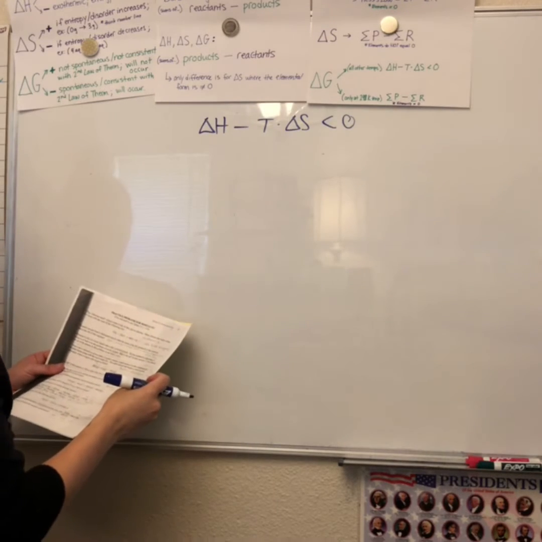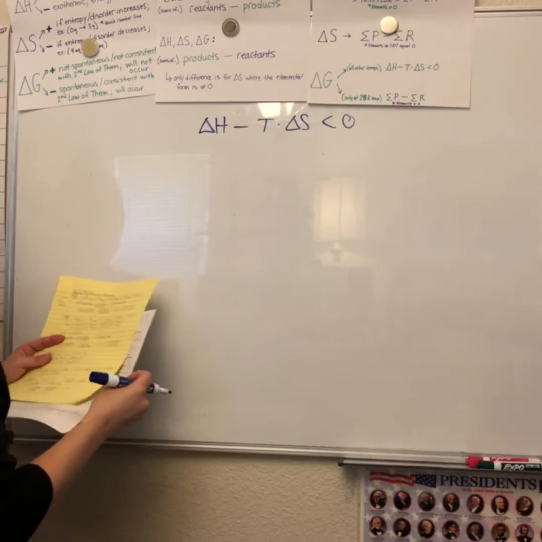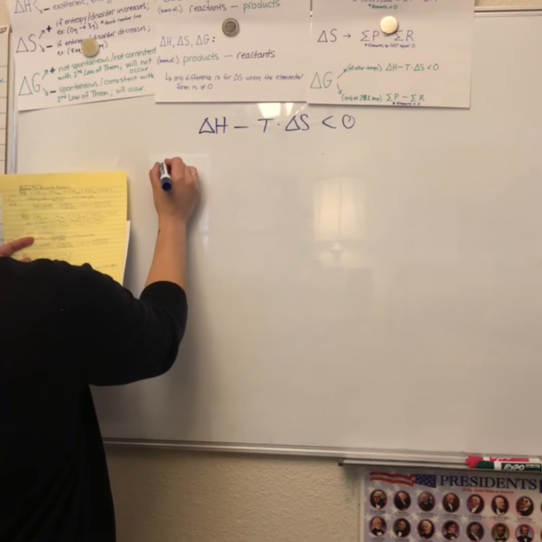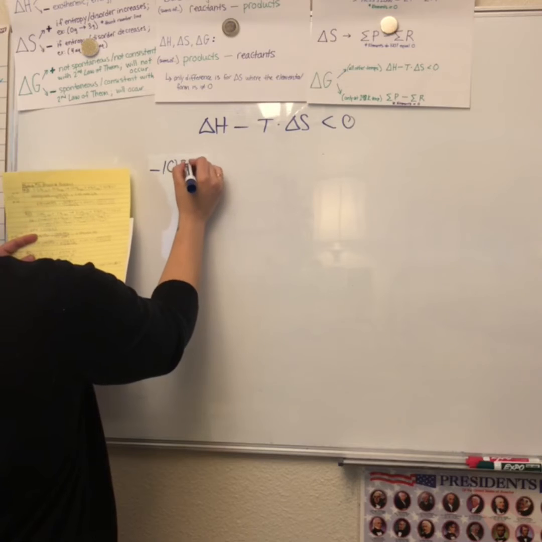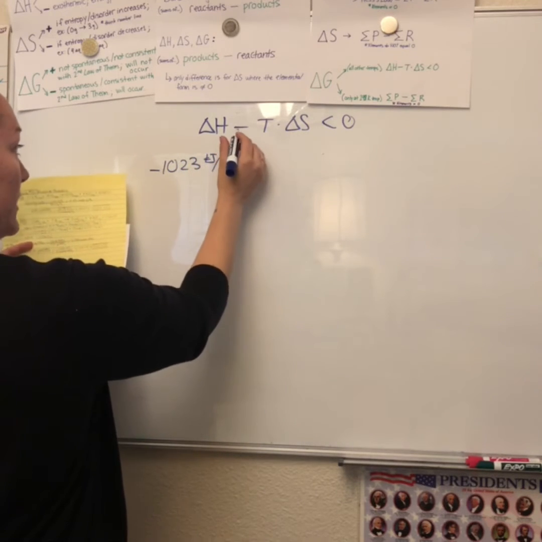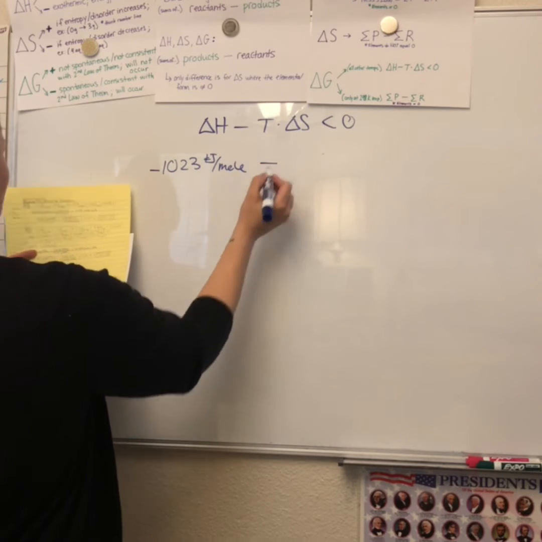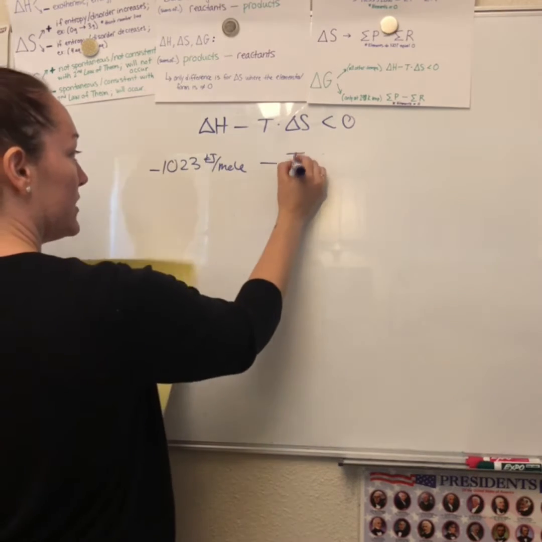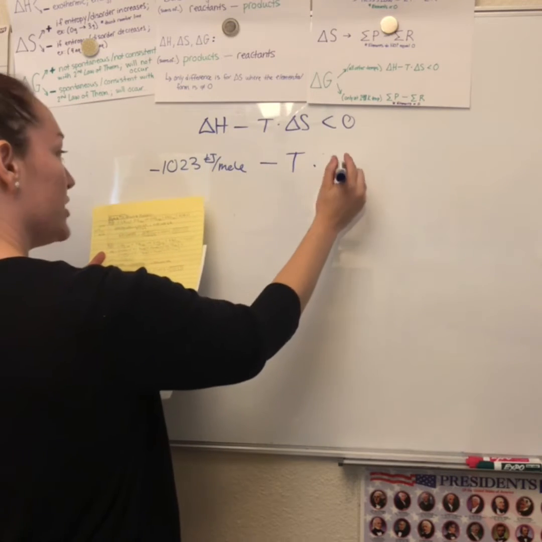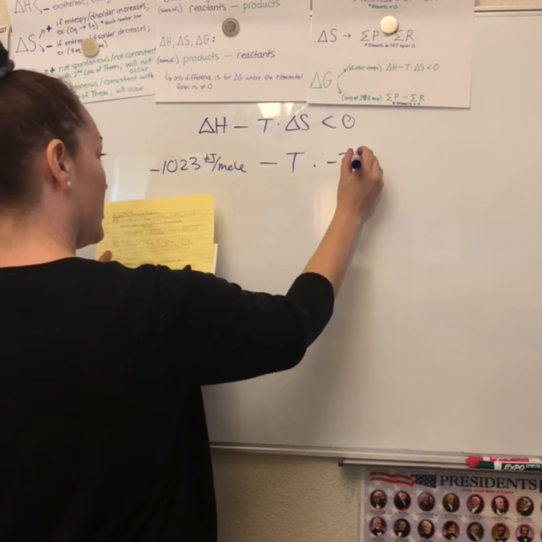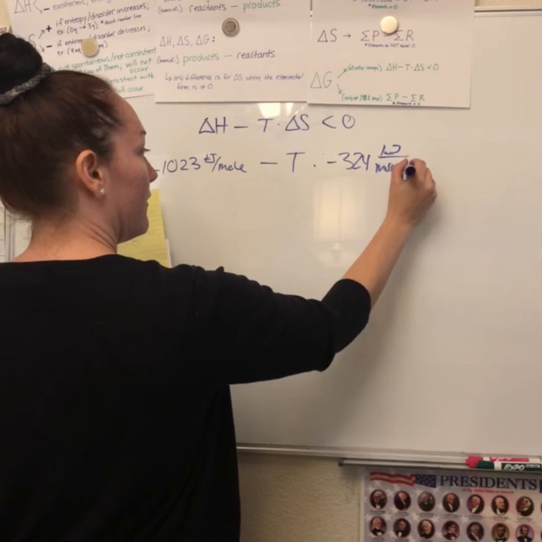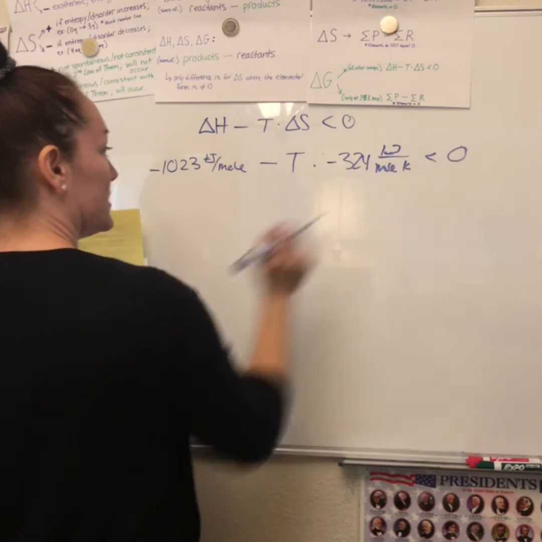So they gave us some of that info. They gave us the delta H. They said it was negative 1023 kilojoules per mole. So I'm really just plugging things in. Minus, now we're looking to see what temperature this is spontaneous at, so that's what we're solving for. And then they gave us delta S, which was negative 324 kilojoules per mole Kelvin.